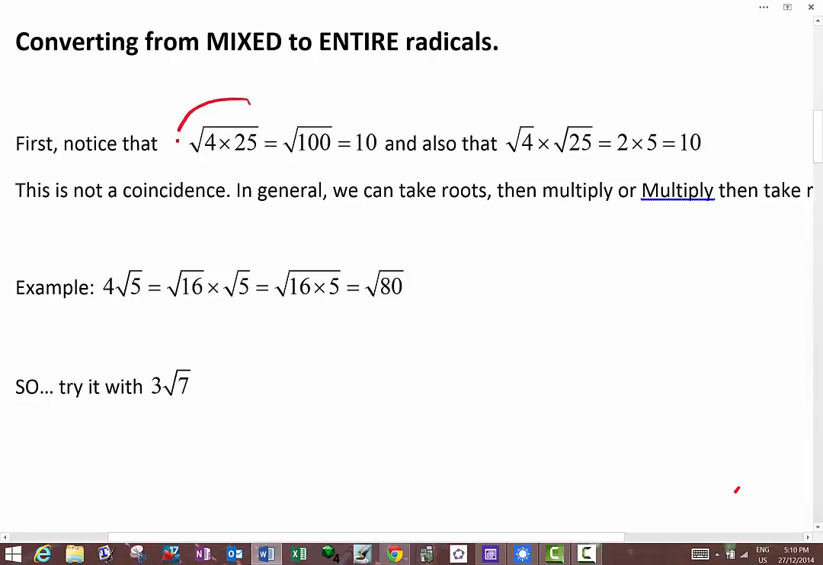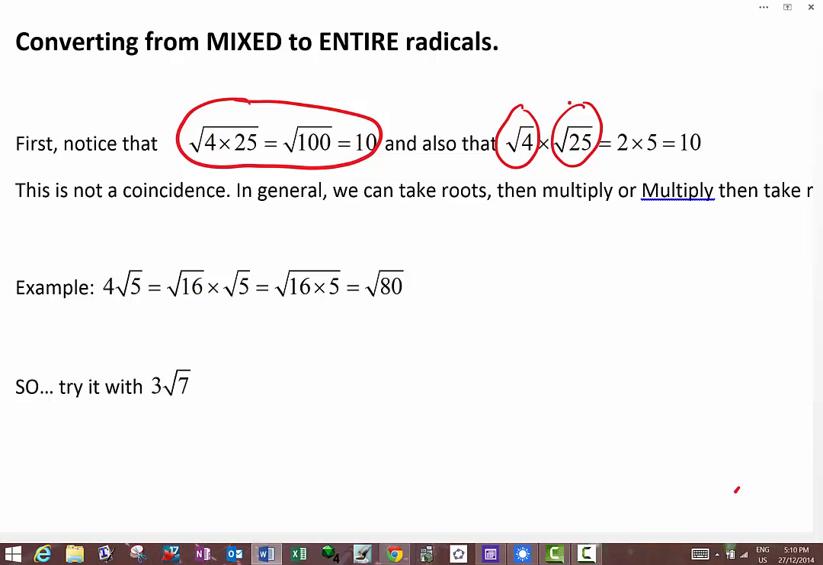Firstly, let's have a look at the statement at the top here. The square root of 4 times 25 turns out to be the square root of 100, which is 10. And also the square root of 4 times by the square root of 25 is also equal to 10. This isn't a coincidence, and in general we can take roots then multiply, or we can multiply then take roots later.